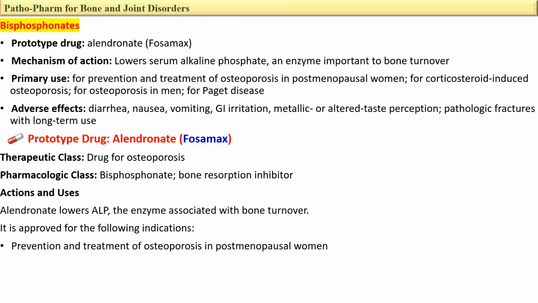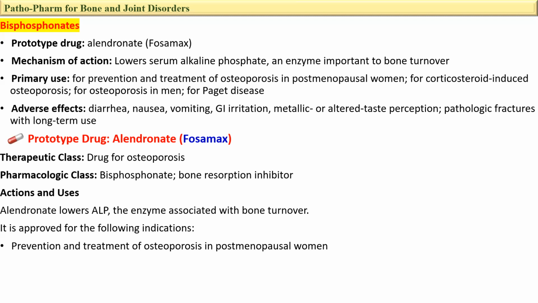Also, it is prescribed to men and women both for the treatment of steroid or corticosteroid-induced osteoporosis. So patients on long-term steroid therapy, both women and men, we can prescribe Fosamax to prevent osteoporosis related to that. So it's the treatment of corticosteroid-induced osteoporosis in both women and men.